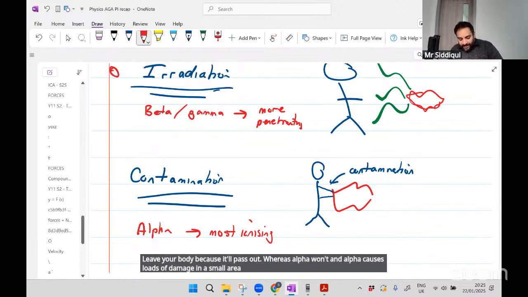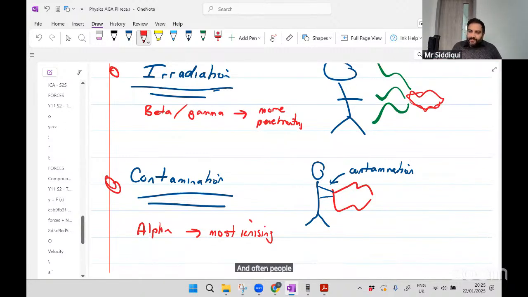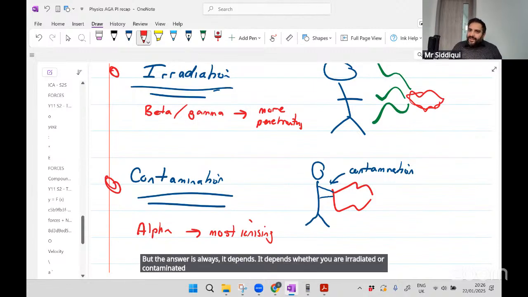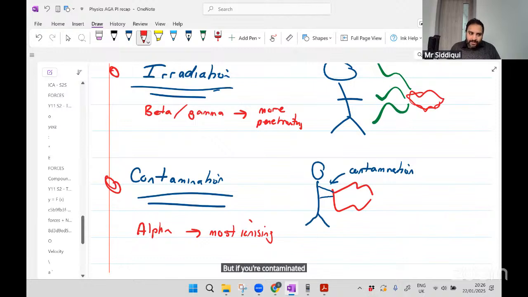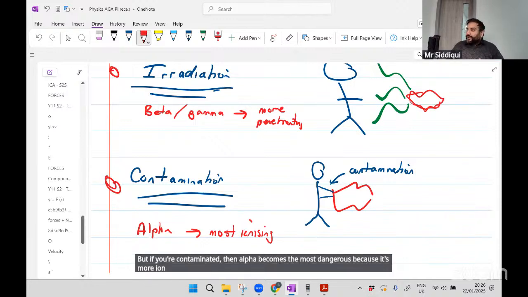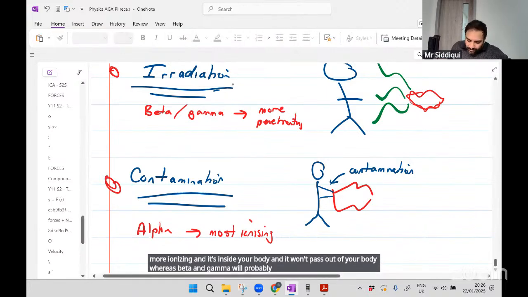So a question that I often ask people is which is the most dangerous out of alpha, beta, and gamma? And often people naturally go straight to either alpha or gamma, depending on what they think. But the answer is always it depends. It depends whether you are irradiated or contaminated. If you're irradiated, then beta and gamma are more dangerous because they can pass through your skin, alpha won't. But if you're contaminated, then alpha becomes the most dangerous because it's more ionizing and it's inside your body and it won't pass out of your body, whereas beta and gamma will probably pass out of your body.